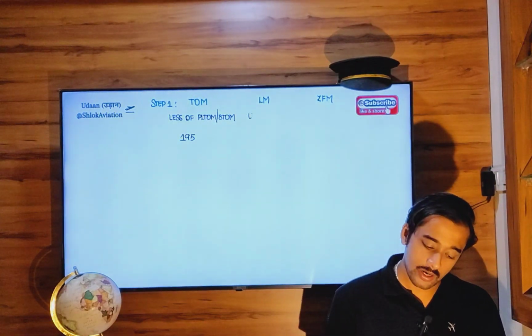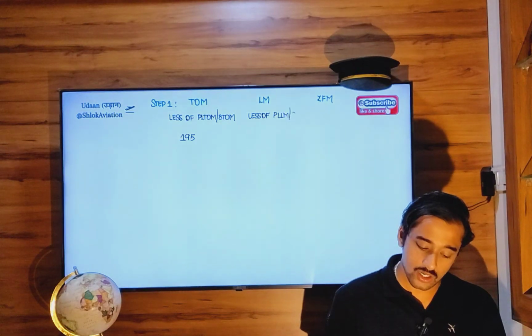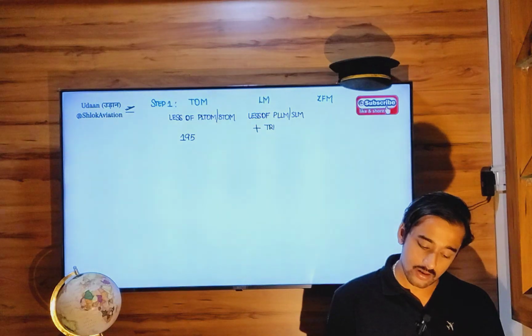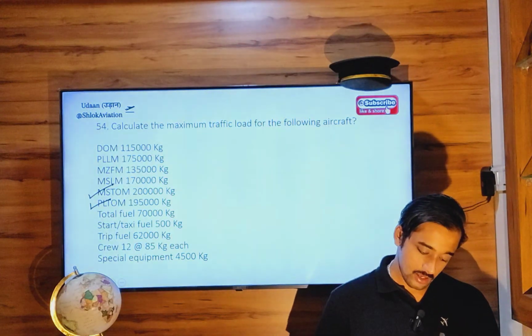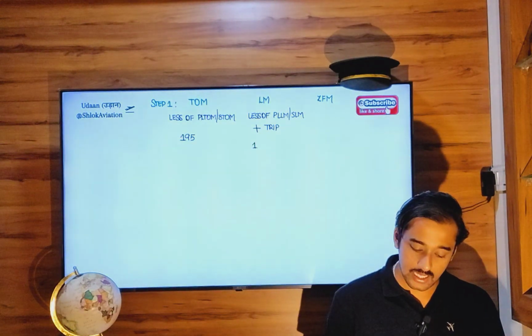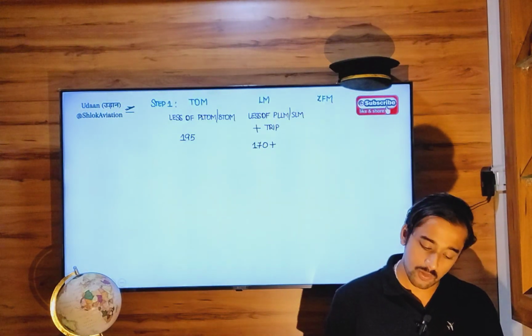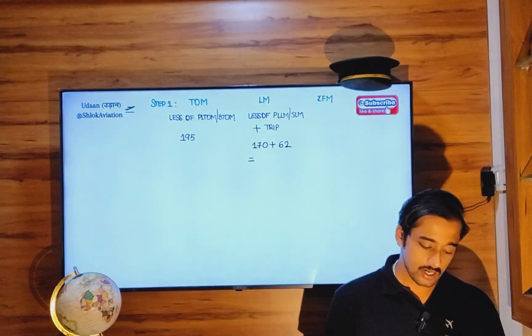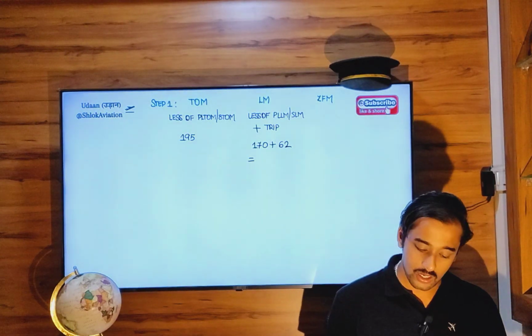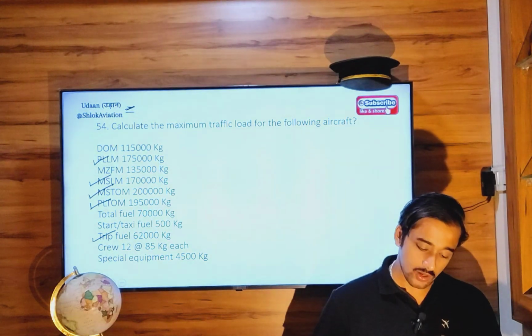In landing mass, you write the lesser of performance limited landing mass and structural landing mass, and you add trip fuel to that. So performance landing mass is 175, structural landing mass is 170. So 170 is less than 175, consider that. Trip fuel is 62,000 kg, so plus 62. Now 170 plus 62 is 232. Zero fuel mass is 135.